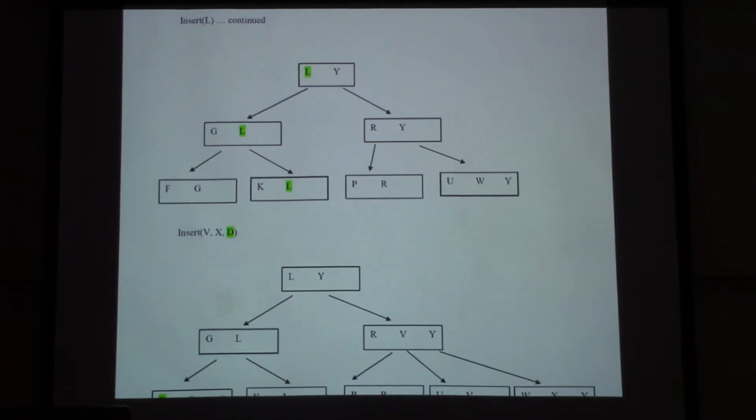I mean, on what basis have you raised 2 elements up? L and Y. Say again? On what basis have you chosen L and Y to raise up? Well, right now, this is pointing to a subtree where the maximum key is L. So we'll go here, and this is pointing to a tree where the right subtree maximum is L.